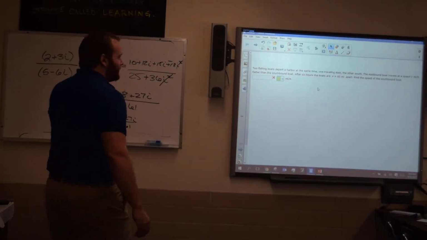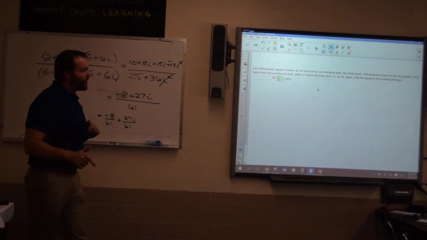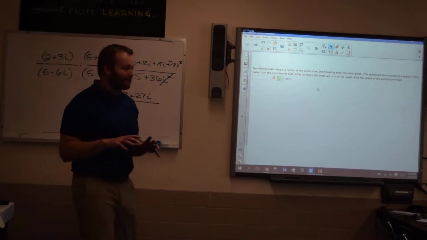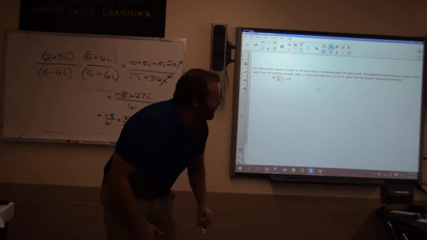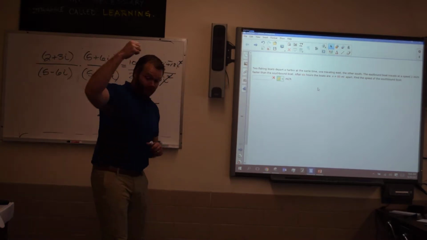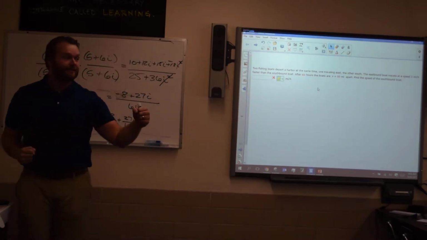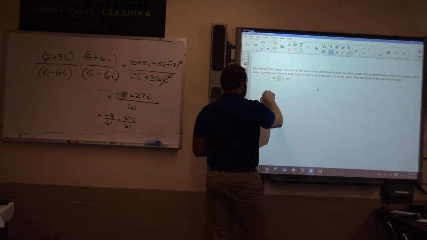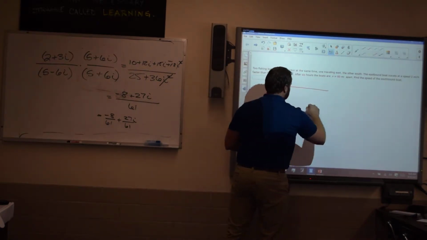Two fishing boats leave part of the harbor at the same time, one traveling east, the other south. Before we do anything, what type of angle do we develop when we travel one direction south and the other direction east? Right angle. Okay, so that is a huge part of this question.